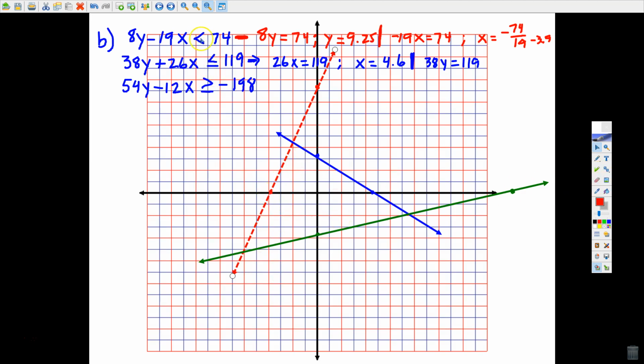And basically the way the shading goes, it should be shaded inside the triangle, because we're going to do less than the red, which is below. We're also doing less than the blue, which is below. We're doing greater than this last one that I've done in green, which is above. And so you put all those together and you're shading this triangle. Okay.